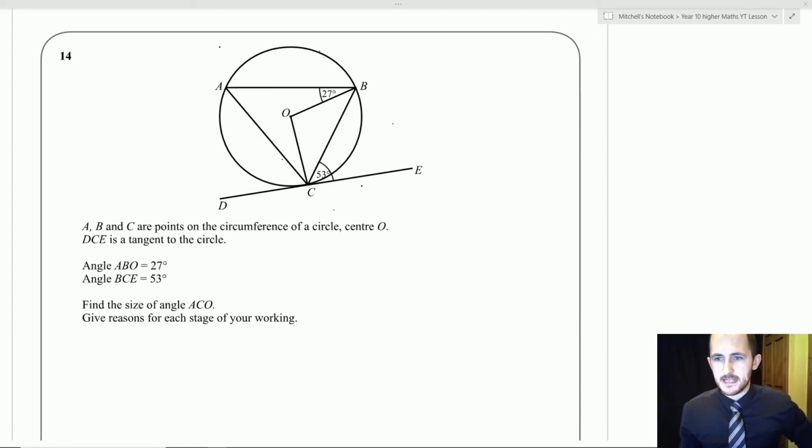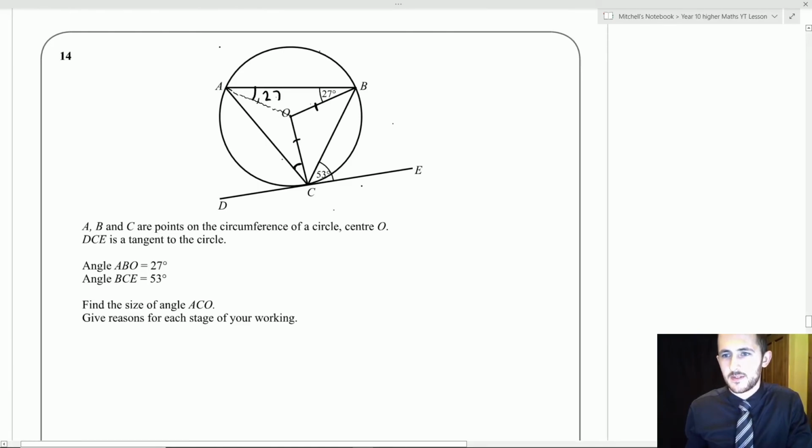And we want to work out angle ACO, so this angle here. Yeah, good. Okay, cool. So they want to find this angle in this big triangle, right? Now, can you see that this is an isosceles triangle? And I've also just made another isosceles triangle. All of these sides are all the same. Good so far? But if these two sides are the same, then this angle here is also 27 degrees.